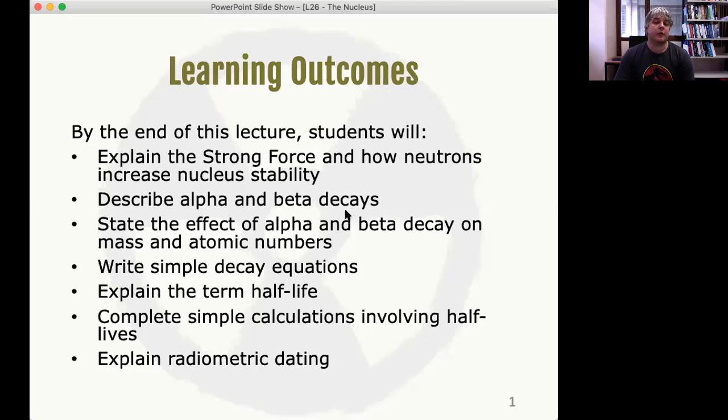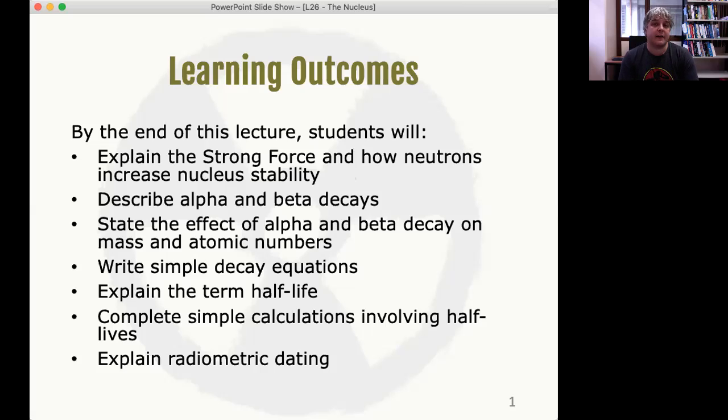So first of all, we're going to talk a little bit more about that strong force that does hold the nucleus together, holds all those protons and neutrons together. And that will lead us into discussing alpha and beta decay, which are types of radiation. And we're going to talk about the effect that those types of decay have on the atoms as they occur. We're going to look at decay equations. We're not going to get too into detail on these. We're going to keep it fairly simple, but we will look at decay equations.